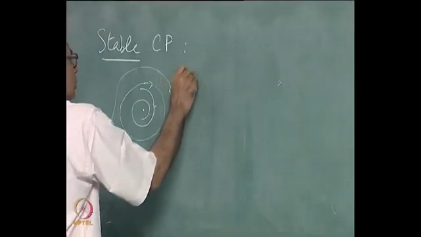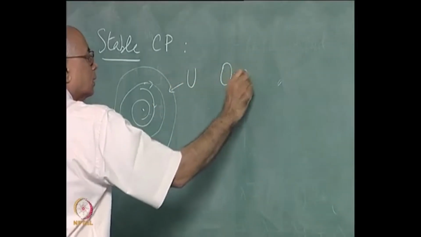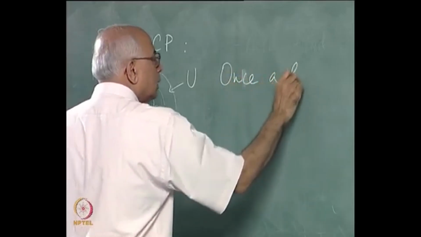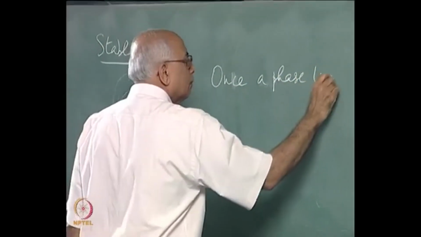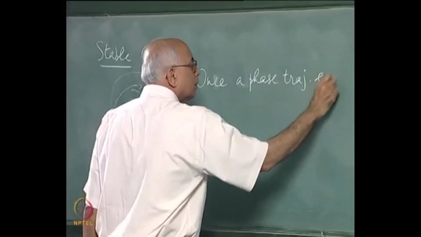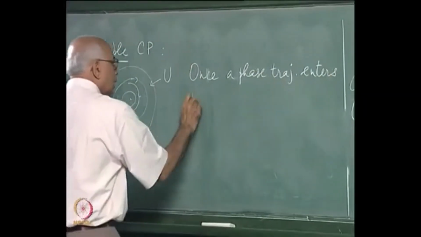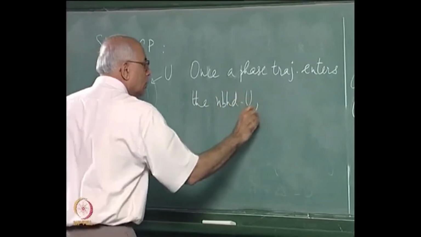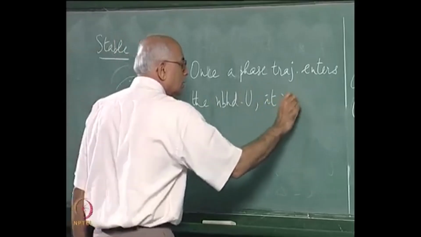If this neighborhood is U, once a phase trajectory enters the neighborhood U, it never leaves it.